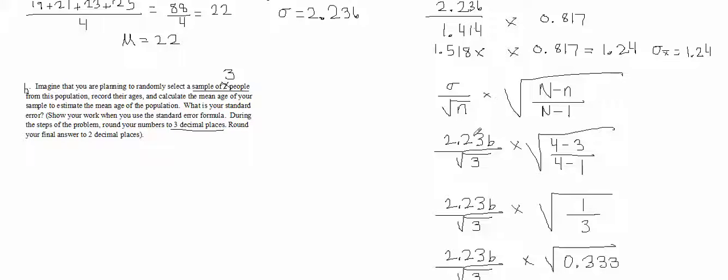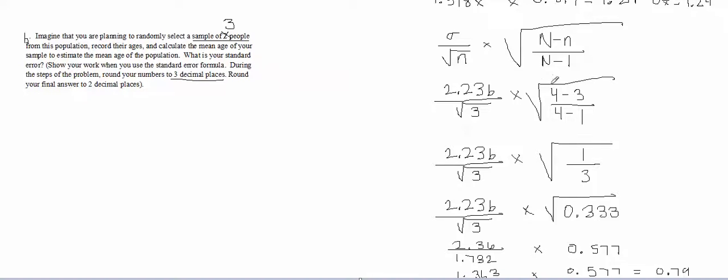You're going to plug in the same standard deviation, which you found in part A. In my case, it came out to 2.236. You're going to plug in your same population size of 4 for capital N. This time you're going to plug in 3 for little n, because now your sample size is 3 instead of 4. And you'll just work out the math the same way.